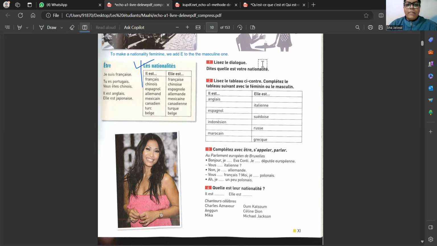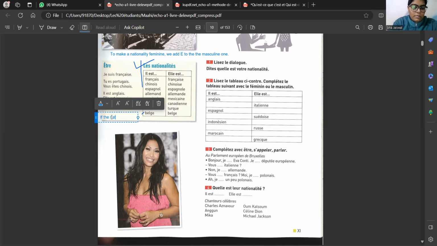Simple. To make a nationality feminine, we add e to the masculine one. And if an e is already there at the end, we don't add an extra e. Okay. There are some exceptions also. I'll write it also. You can make a note.